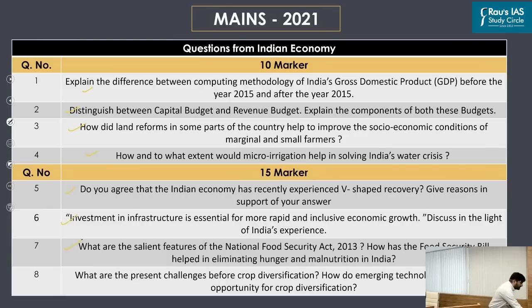Next, you have this topic from Indian agriculture. The question is, what are the present challenges before crop diversification? How do emerging technologies provide an opportunity for crop diversification? In the GS paper 3 syllabus, if you have a look, there is a topic mentioned as crop diversification or cropping pattern in India. So directly from this topic of cropping pattern in India, we got this particular question.